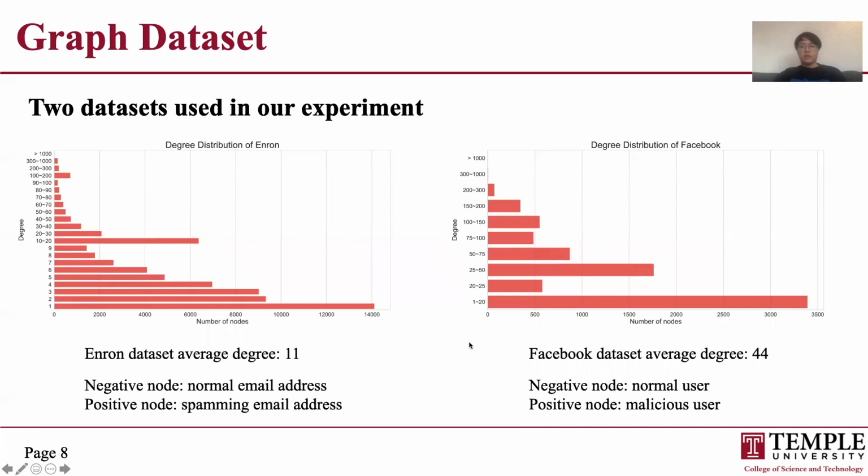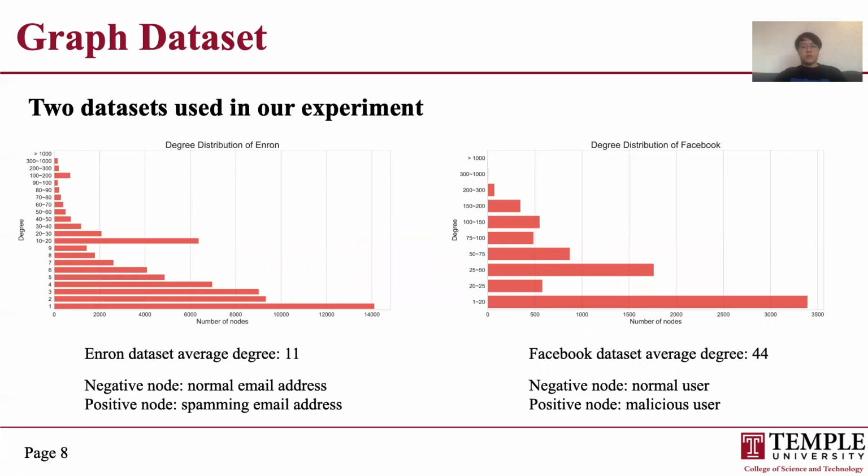We launched our fake node attack on two datasets. One is the Enron dataset and the other is the Facebook dataset. The average degree of the Enron dataset is 11. A node in the Enron dataset is an email address, and an edge between two nodes means these two email addresses send at least one email to each other.